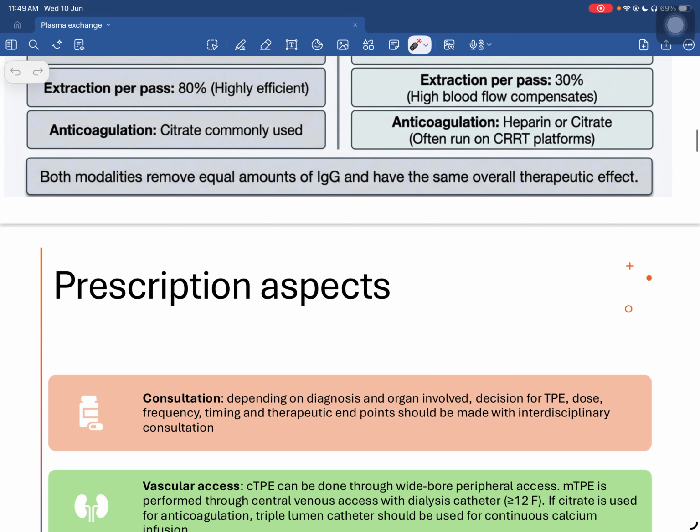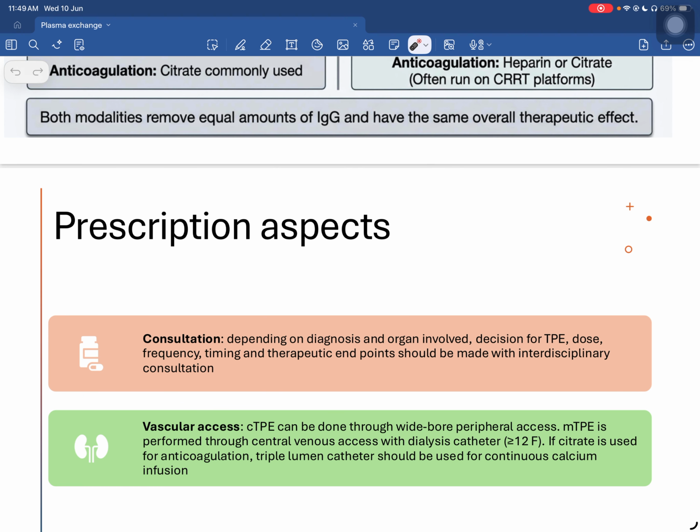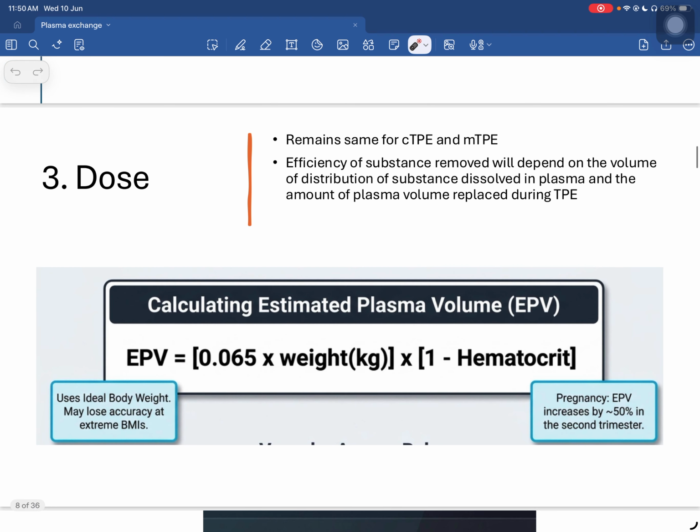So, how do you prescribe it? One thing is the decision to go ahead with plasmapheresis or plasma exchange is a multidisciplinary approach. That is, what are the decisions to be considered, like whether TPE has to be done, what would be the dose, the frequency, the timing of it, and what is the end point of this particular process. And vascular access, like I've mentioned earlier, based on whether it is a centrifugal or a membrane based approach, you can do it through a peripheral access or with a central dialysis catheter.